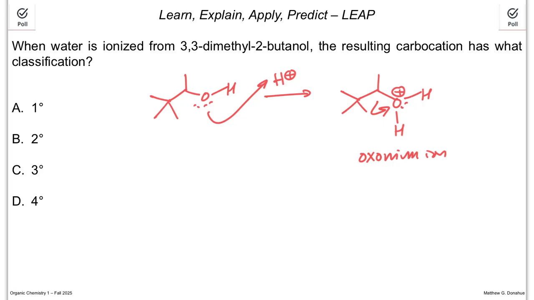So water is a nice small neutral molecule. That's an example of that entropy term that we mentioned a while ago, sort of increasing the chaos. So the plus charge that was on oxygen now goes on that carbon. Since we started with a secondary alcohol, that's going to generate a secondary carbocation.